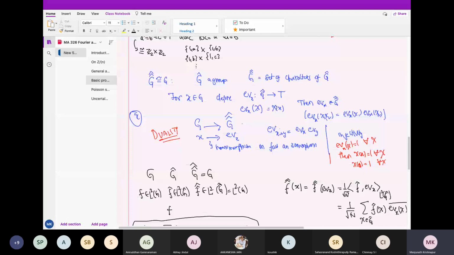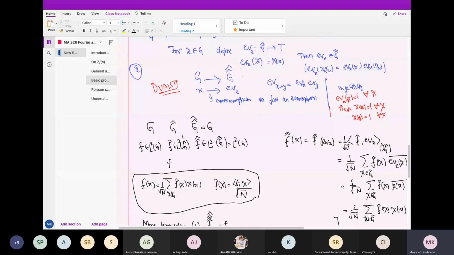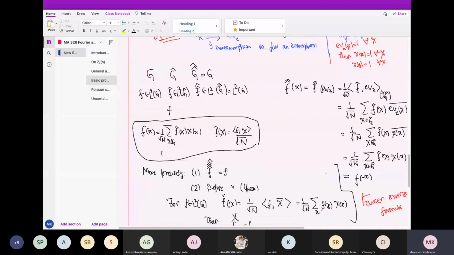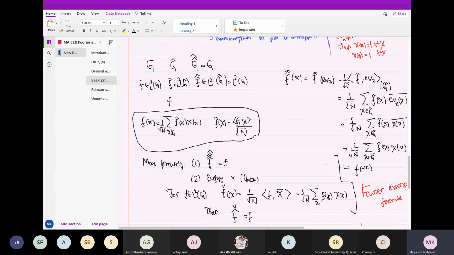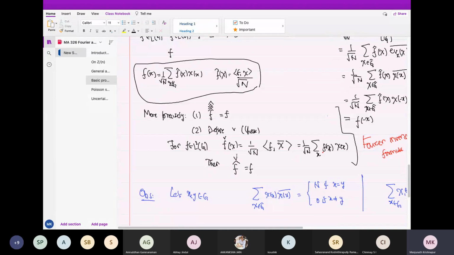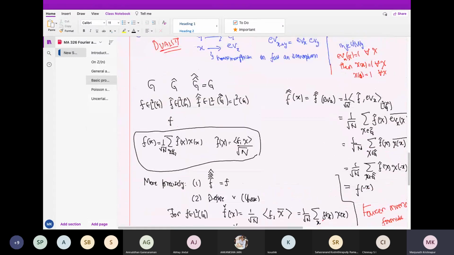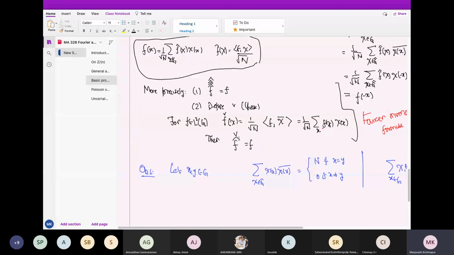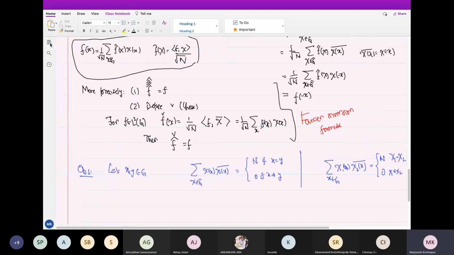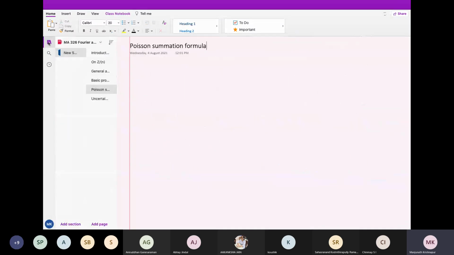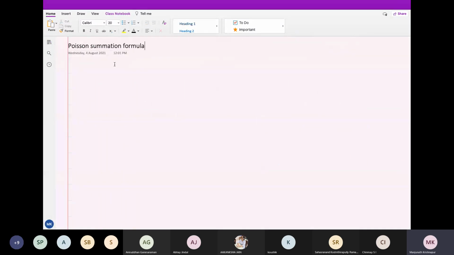So this gives a duality, and G double hat can be identified with G, and we also have the Fourier inversion formula. F hat hat is F flipped over, and F hat check will give us F. So that's the Fourier inversion formula. Okay, and that's what I did last time. Then I will proceed to one more general property, called the Poisson summation formula.